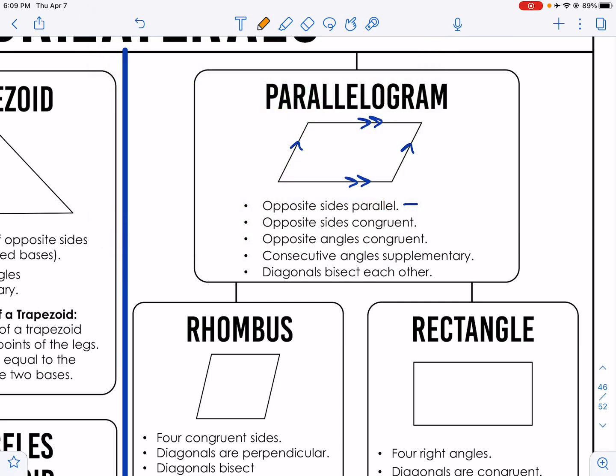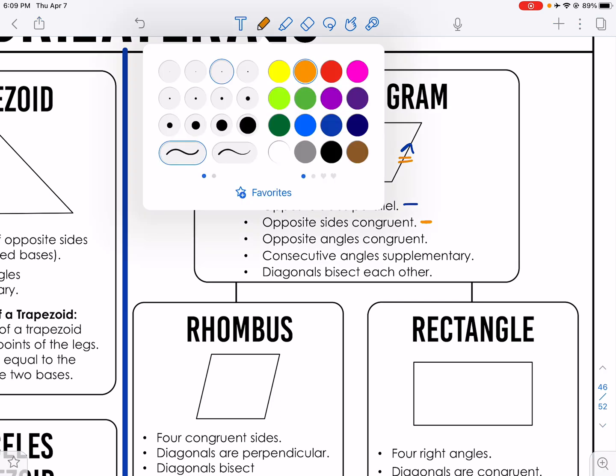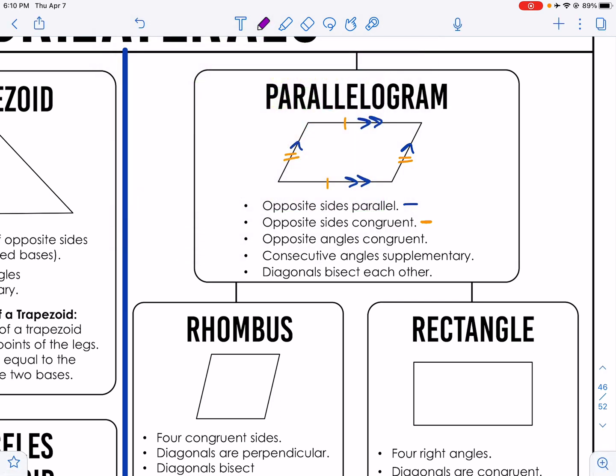Showing that opposite sides are congruent would be the same number of tick marks on each side. So if I put 1 over here and 2 over here, that means opposite sides are also congruent. Opposite angles being congruent would need the same number of arcs in each corner, right? So these two angles are congruent, and these two angles are congruent.